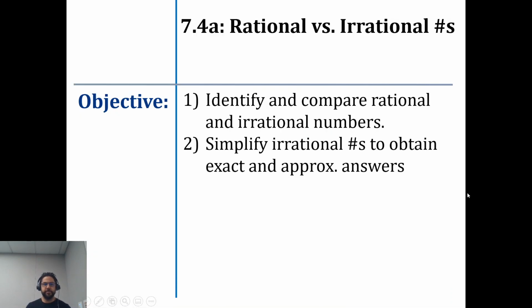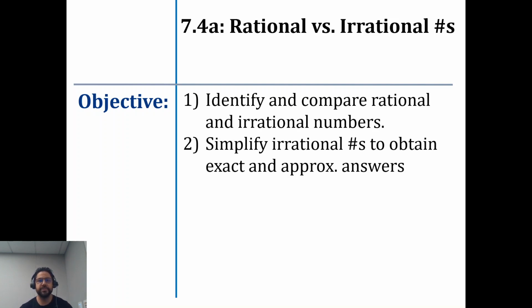All right, ladies and gentlemen, today we have lesson 7.4, part A. Lesson 7.4 has 3 different parts all built in. Instead of doing one long, complex lesson, we're going to go ahead and break it up. 7.4, part A is talking about rational versus irrational numbers.